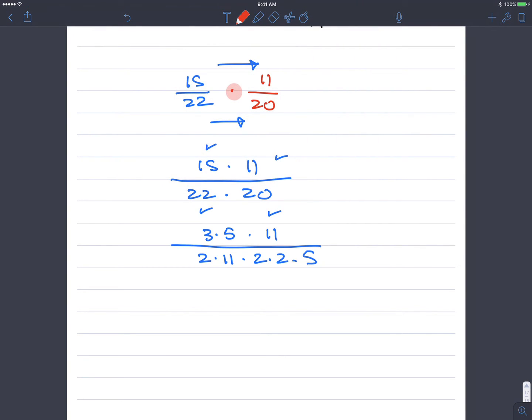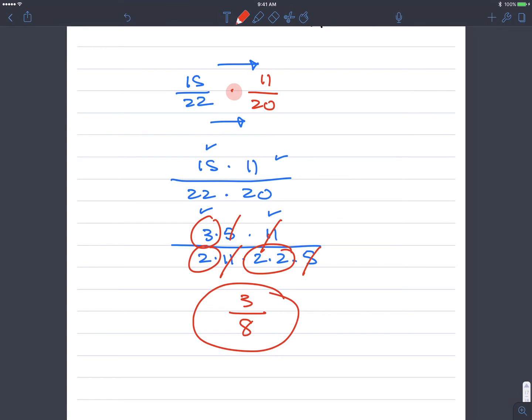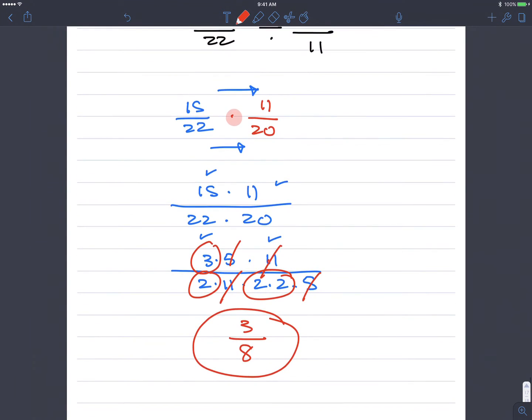We're going to use our cancellation property. 5 goes away, and 11 goes away, but the 3 remains. There's not a 3 on the bottom, but there's a 2, and there's a few more 2's. So our final answer is going to be 3 over 8. We've reduced this to lowest terms.